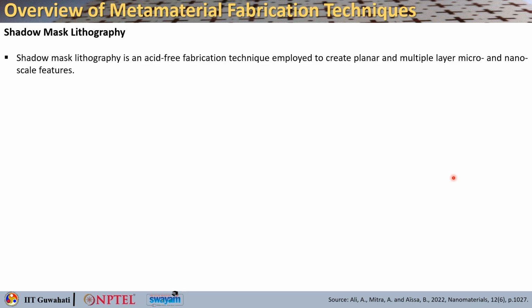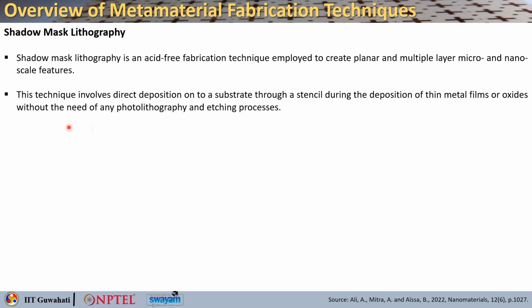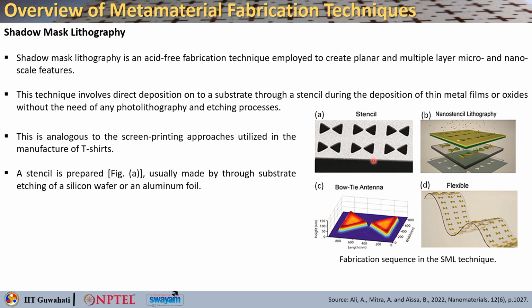The next method is called shadow mask lithography. It is basically an acid free fabrication technique employed to create planar and multiple layer micro and nanoscale features. This technique involves direct deposition onto a substrate through a stencil. I will show you the figure; these are the stencils. During the deposition of thin metallic film or oxides, there is no need for any photolithography or etching processes. This is analogous to screen printing approaches that are utilized to fabricate t-shirts.